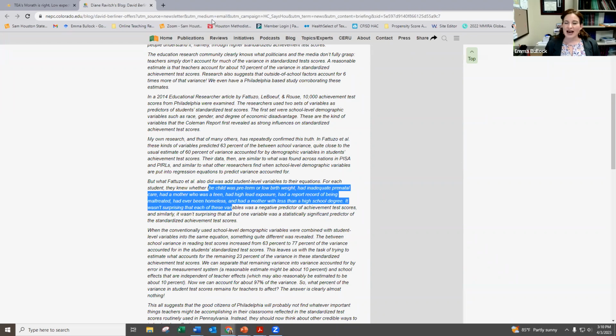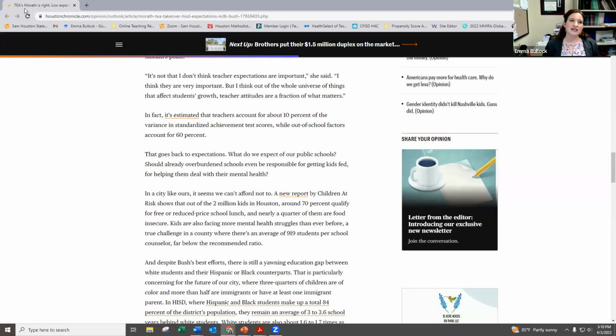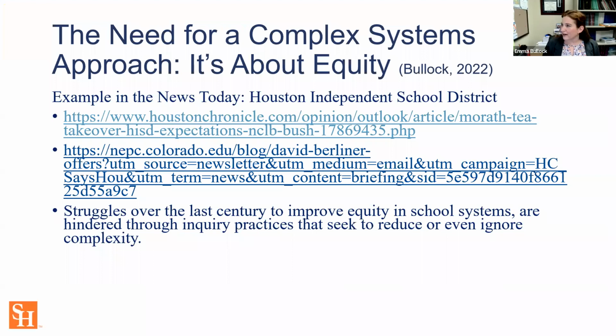In other words, as I'm sure you are all convinced, there are a lot of variables at play in a system such as the Houston Independent School District. But here we have a real life example of how a school district is being taken over by the state because of looking at a few variables and then making decisions over that.